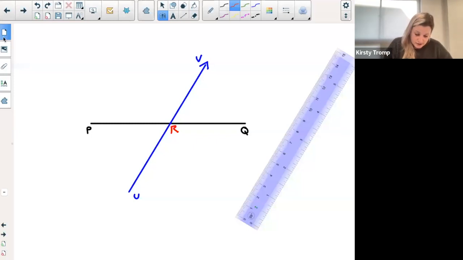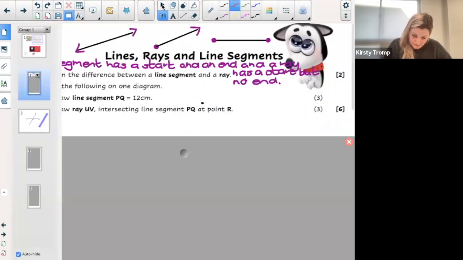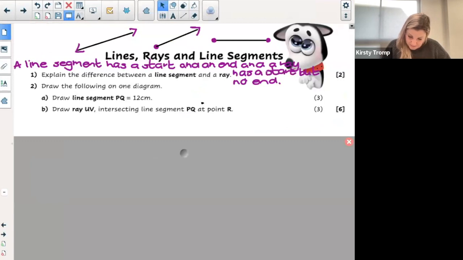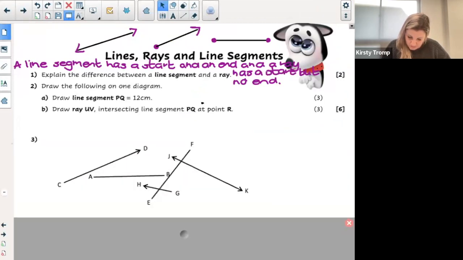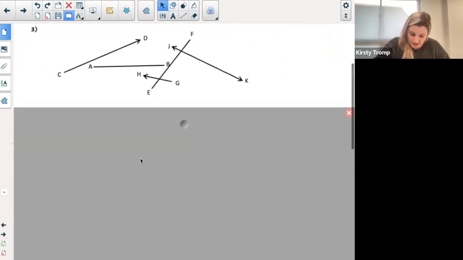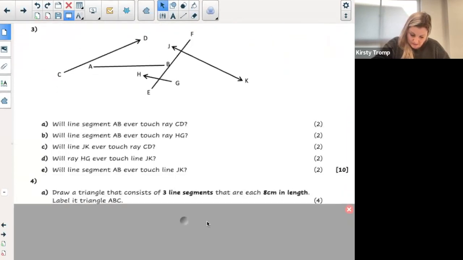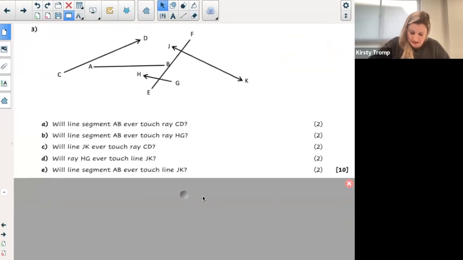Let's have a look at our next question. Number three. Our question said, have a look at those ones, everybody. Go and answer those by yourself first. I'm going to give you a few minutes. I want you to answer them, and then we're going to move down. Hopefully you can see them all on your screen.